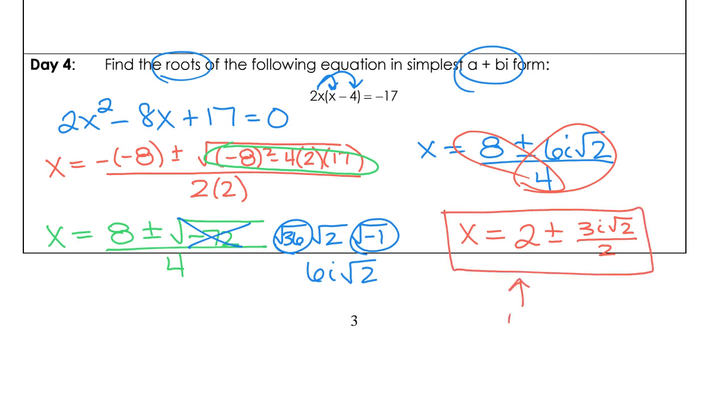All right, so my real is here with the 2. And there's my plus minus, all right? And then this has an i, and so this is the imaginary part. All right, and so this is a plus bi form.